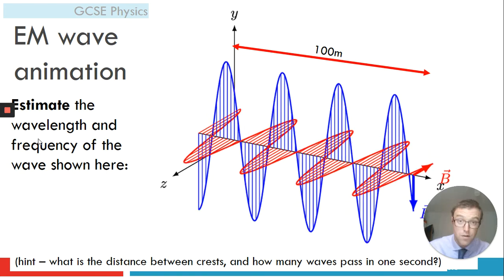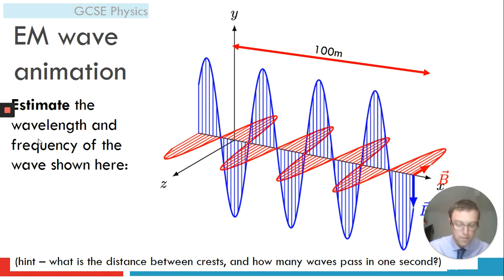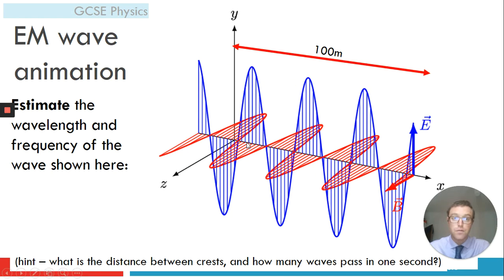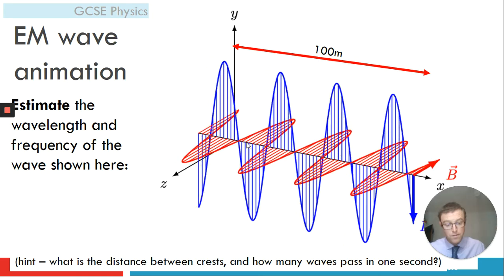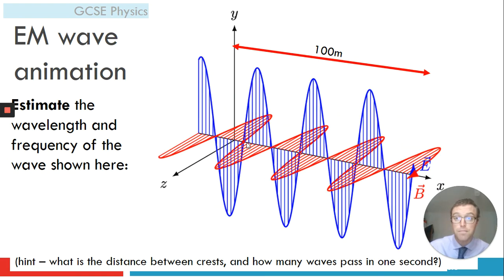The unit for frequency is hertz, which is a capital H and a small z. So the frequency of this wave is going to be 0.4 hertz, and the wavelength, as we worked out, is going to be 25 meters.